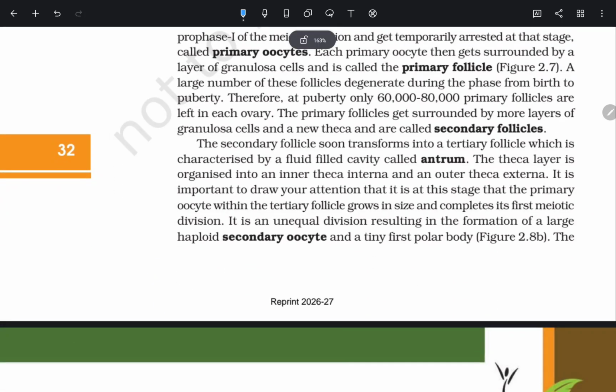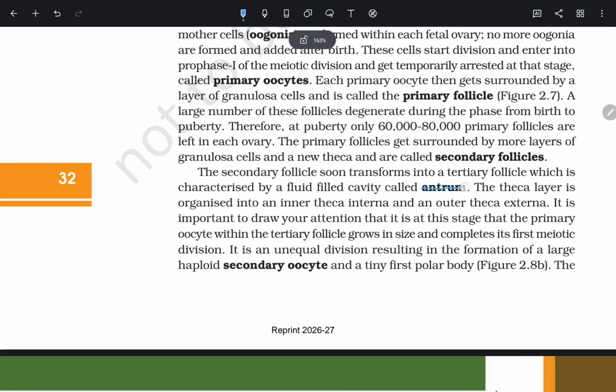The primary follicles get surrounded by more layers of granulosa cells and a new theca and are called secondary follicles. The secondary follicle soon transforms into a tertiary follicle which is characterized by a fluid filled cavity called antrum.